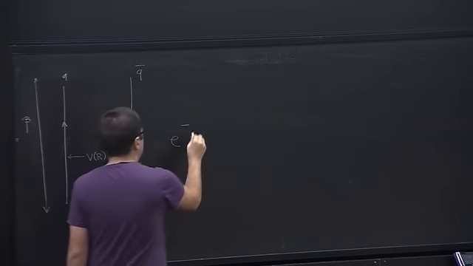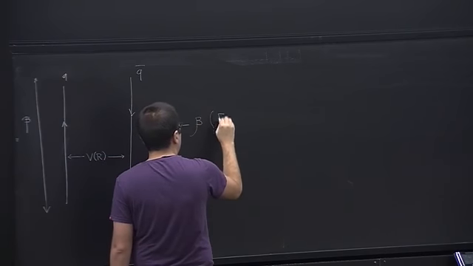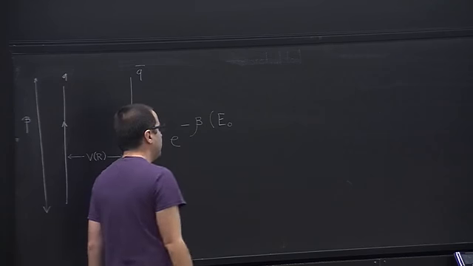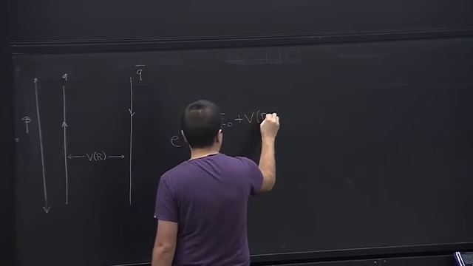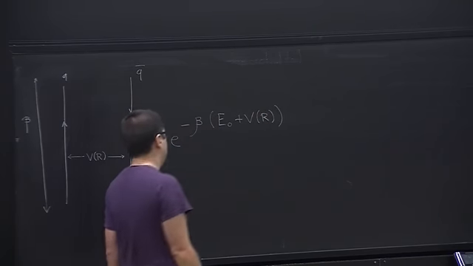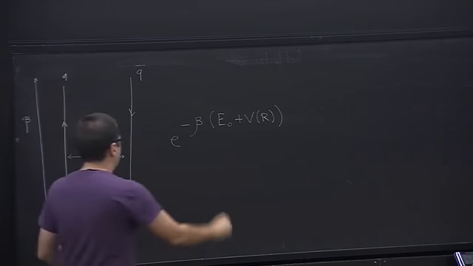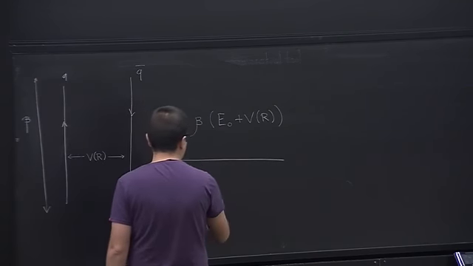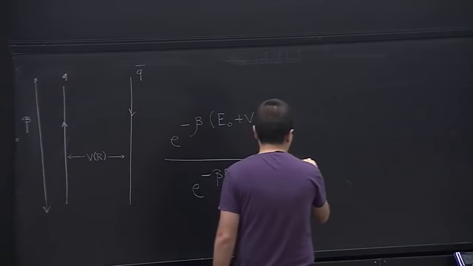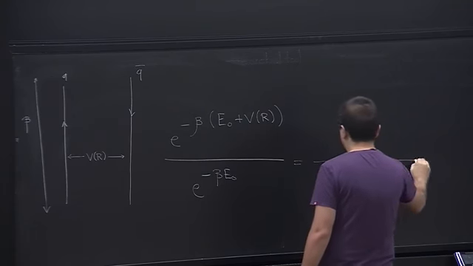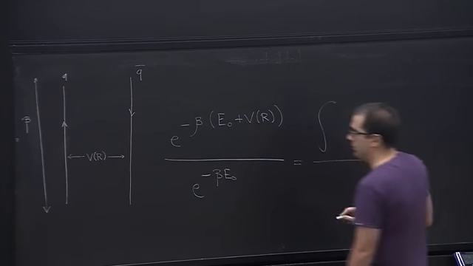So I want to say e to the minus beta, and then the energy without the quark-antiquark plus the energy because of the quark-antiquark. If I would like to divide by just the ground state energy of my quantum field theory, what is this? Well, this is just exactly what the Euclidean path integral computes, right?